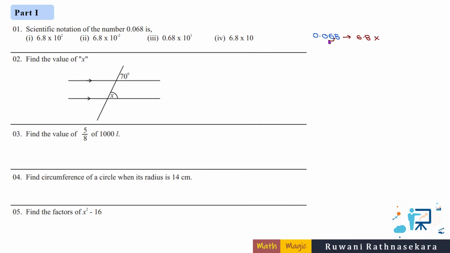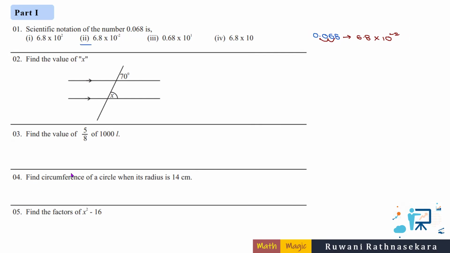Since 6.8 should be divided by 1, 2, the power of 10 with 2 zeros, right? Division by the power of 10 with 2 zeros will be given by multiplication by 10 to the power minus 2. Simply, it's 2 places to the left, so you have to multiply it by 10 to the power minus 2. Therefore, the correct choice should be Roman number 2.